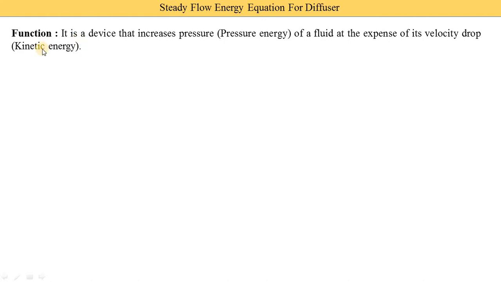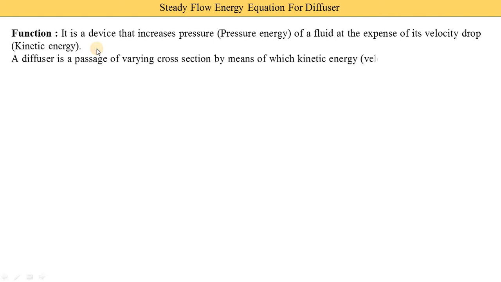Earlier we studied the nozzle. What is the function of the nozzle? The function of the nozzle is to increase the kinetic energy by reducing the pressure energy. The opposite is done in the diffuser: the pressure energy is increased by reducing the velocity, which means by reducing the kinetic energy. So in a nozzle kinetic energy is increased, in a diffuser pressure energy is increased.